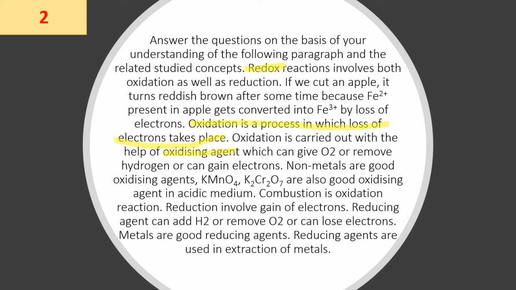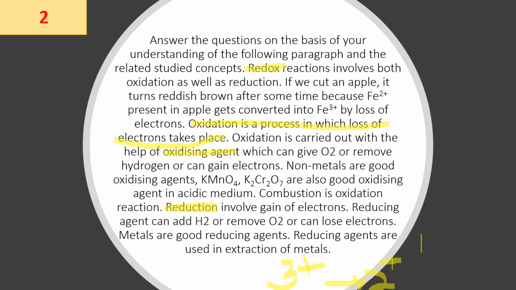So coming to the next one, that is reduction. What happens in reduction? Reduction involves gain of electrons. For example, here you can see Fe2+ converts to Fe3+. Here what happens? Loss of electron. That's why the positive charge increases. Here 2+, here 3+. That means 2+ changes to 3+ means 1 electron gets lost. In the opposite case, Fe3+ changes to Fe2+. So what happens here is addition of an electron, right? Addition of an electron. Okay, Fe3+ to Fe2+.